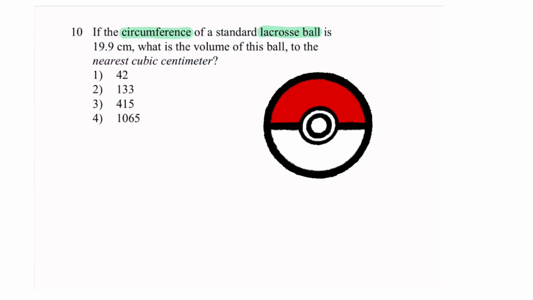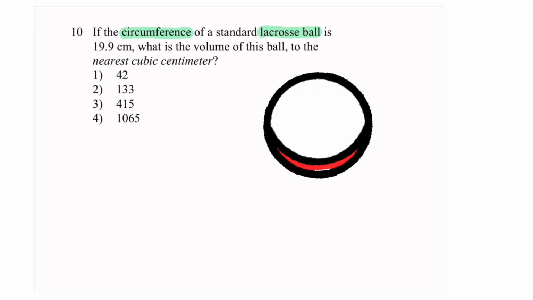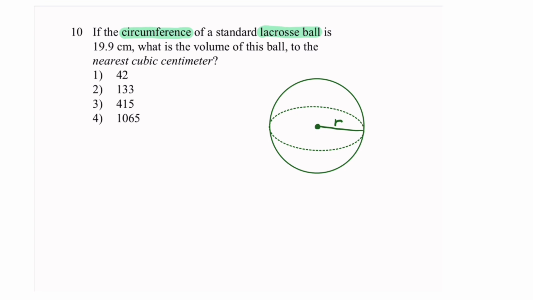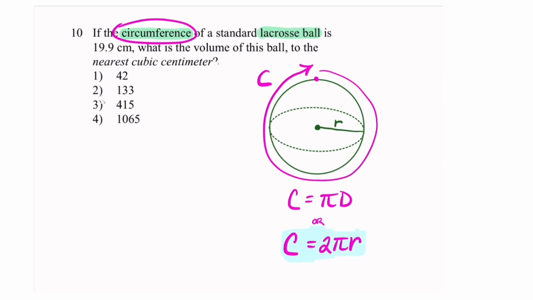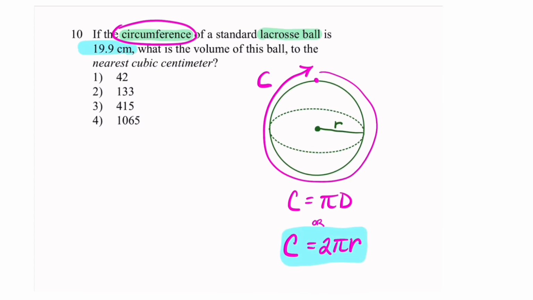Now, in number 10, the circumference of a standard lacrosse ball is 19.9 centimeters. What is the volume of this ball to the nearest cubic centimeter? So diagramming out a ball as a sphere of radius r, we first think about the circumference like its perimeter, and that could be given by circumference equals pi times diameter or 2 pi r. Here we'll use 2 pi r.